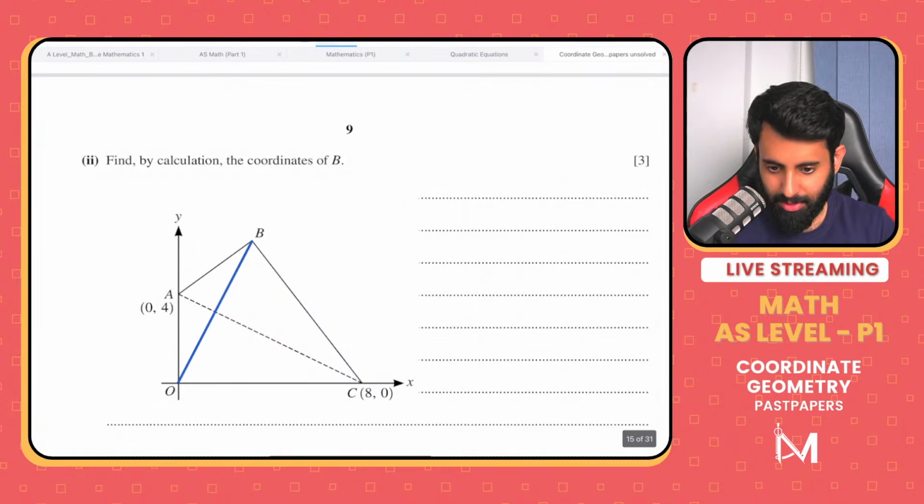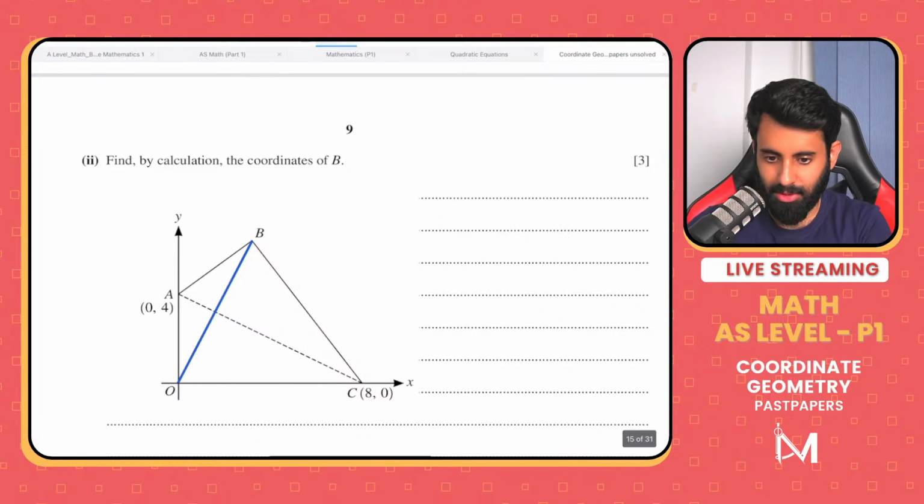Can you do a live stream about sketching function? Okay, let's see. But let's focus on what we're doing right now.